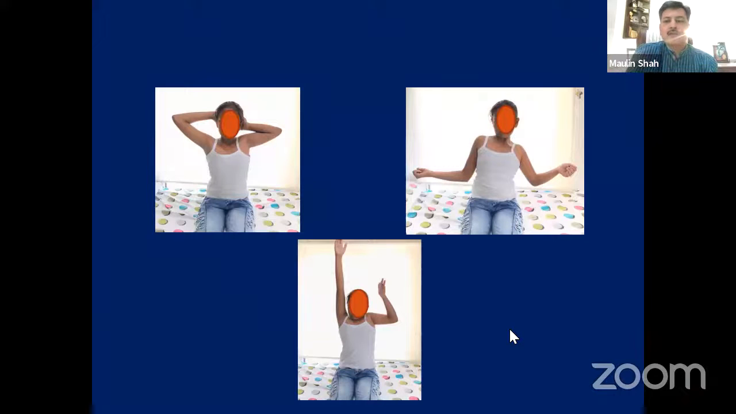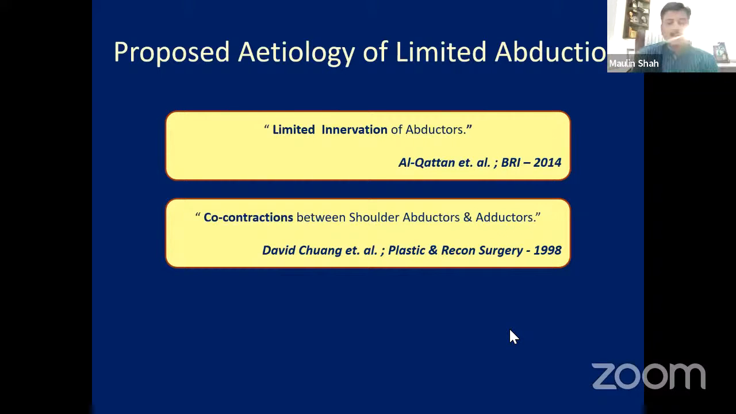So the question was, this is the subset where they have very good degrees of active external rotation, but they have limited abduction. What can be the proposed etiology of this limited abduction in the presence of good external rotation? Is it due to limited innervation of abductors in isolation, as described by Al-Katan, or is there co-contraction between shoulder abductors and adductors?